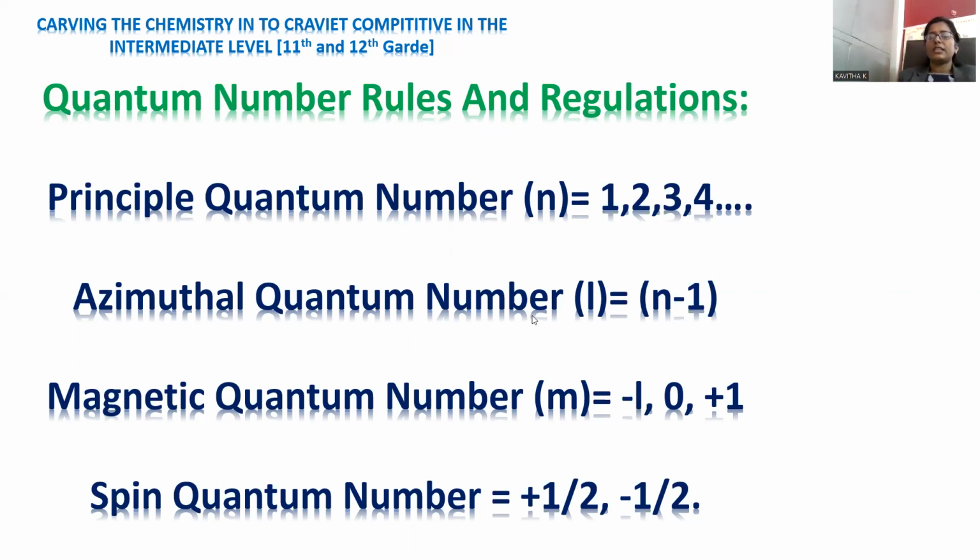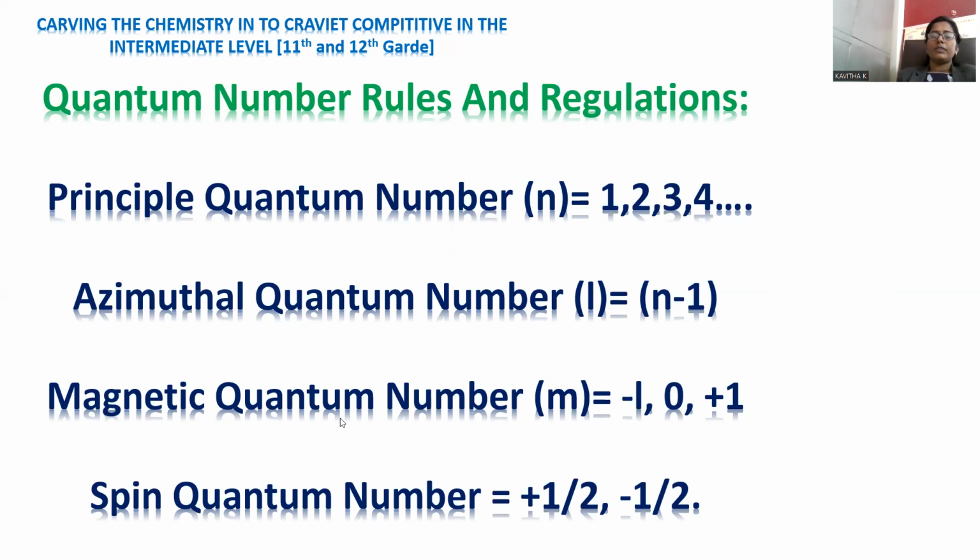If it is an s orbital, it is spherical in nature. A p orbital is dumbbell in nature. A d orbital is double dumbbell in nature. So in this manner, orbital shape can be explained with the azimuthal quantum number. Its values always range up to n minus 1. If n is equal to 3, the l value will be 2 only. That means the n minus 1 value is assigned for the azimuthal quantum number.